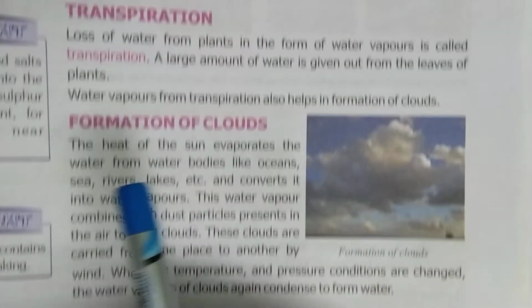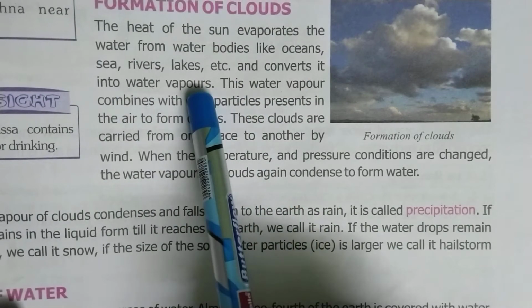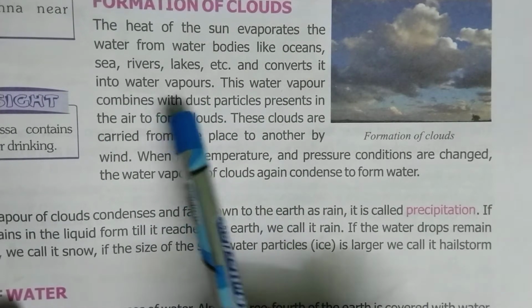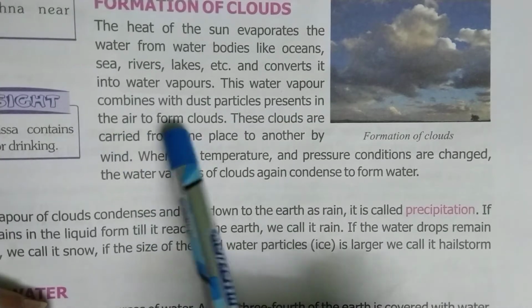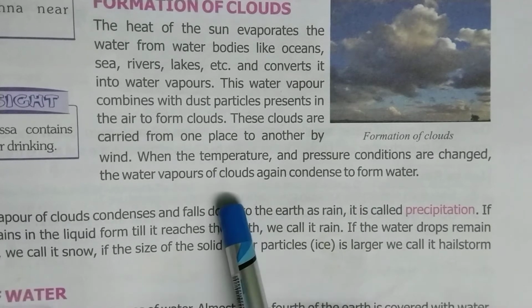Formation of clouds. The heat of the sun evaporates the water from water bodies like oceans, seas, rivers, lakes, etc. and converts it into water vapors. This water vapor combines with dust particles present in the air to form clouds. These clouds are carried from one place to another by wind. When the temperature and pressure conditions change, the water vapors of clouds again condense to form water.